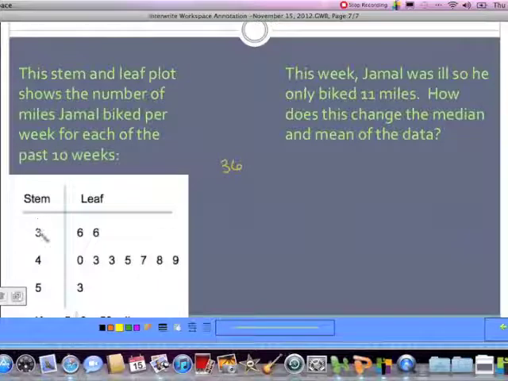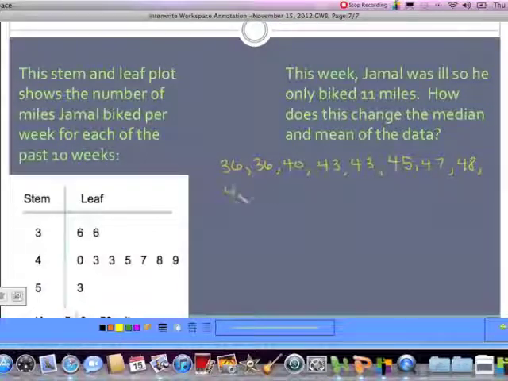The next number is also 36. So the second week, he also rode 36 miles. Next, we have 40, 43, another 43, 45, 47, 48, 49, and finally 53. And that should be 10 numbers. That's 10 weeks.